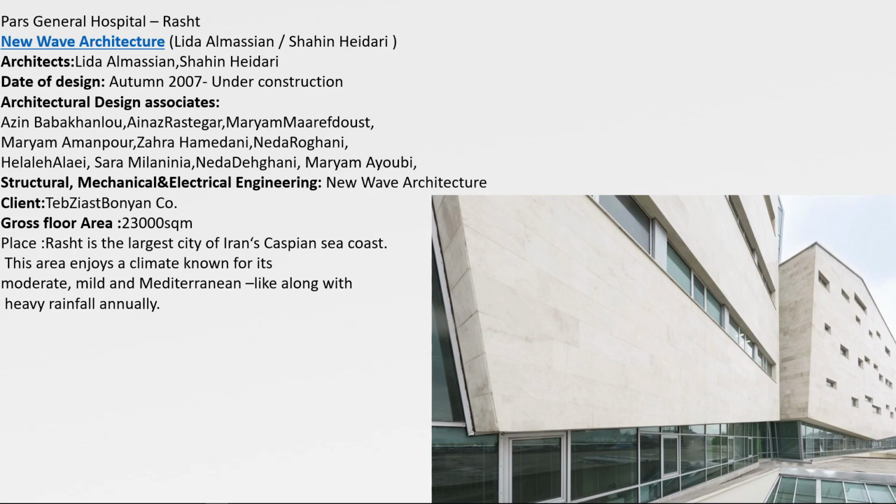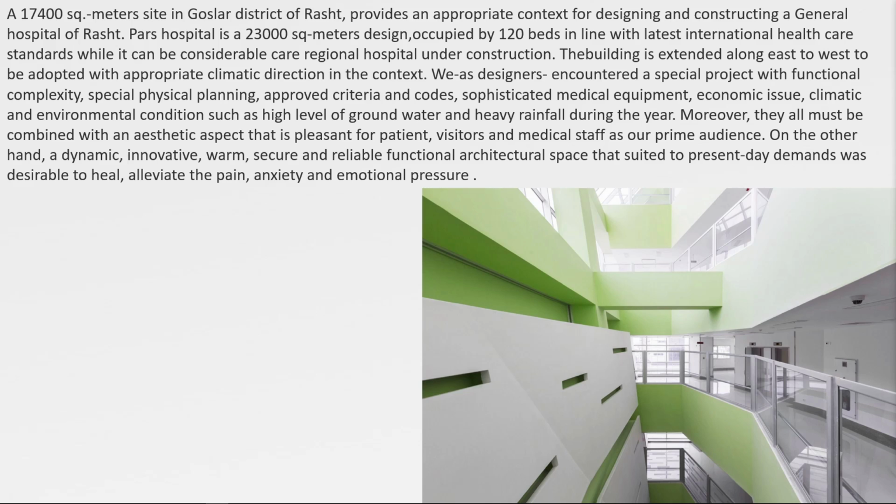It was made by New Wave Architecture, in a main location in Iran. It sits on a 17,400 square meter site in Goslar district in Rashid, providing context for a very nice design and construction. The General Hospital of Rashid Pars is a 23,000 square meter design, and it has 120 beds in total.